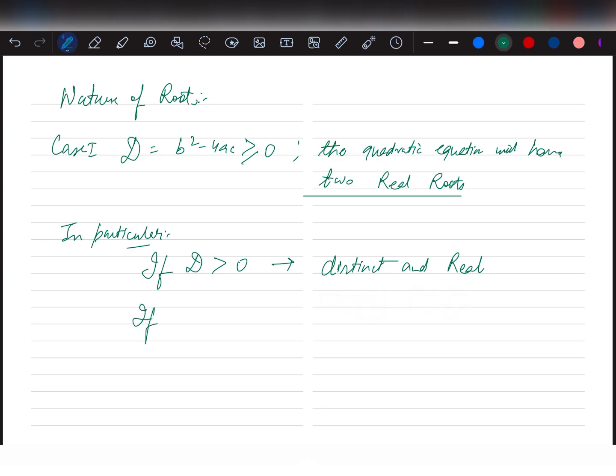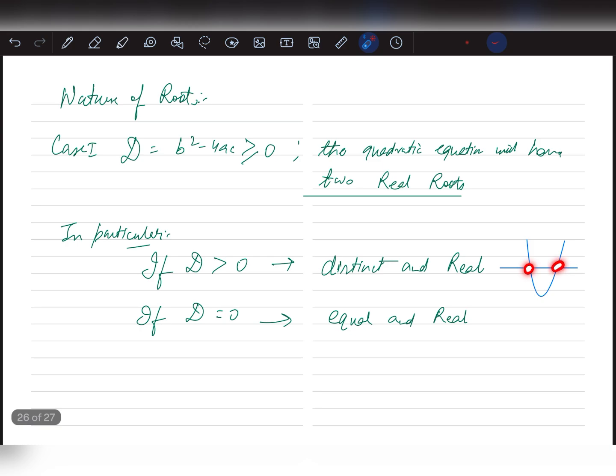And if D is equal to 0, then the roots are going to be equal and real. Equal means they are going to have the same value. If I show you these two things in the form of a graph, the graph will be like this, where we can see two distinct values on the x-axis, right?